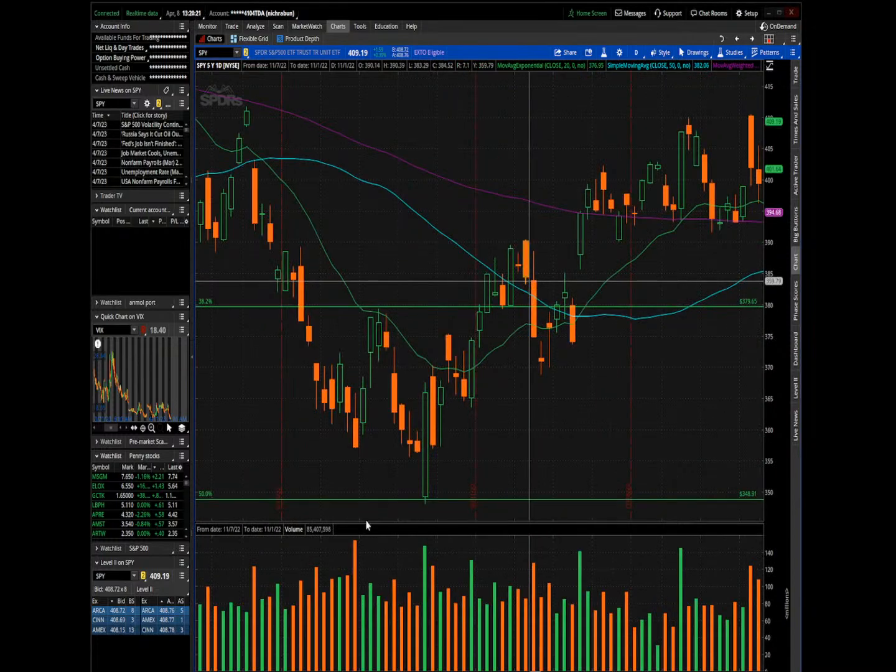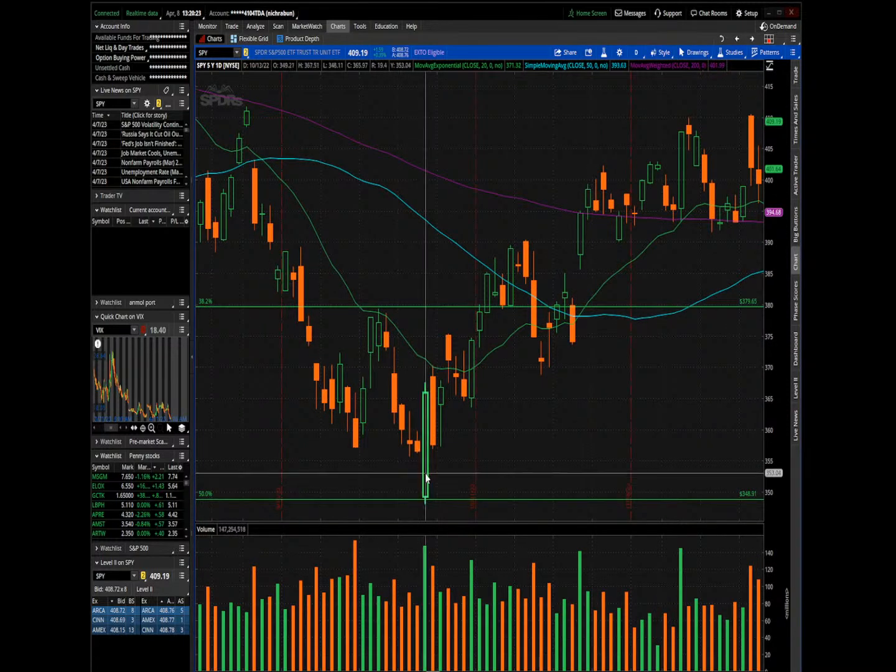She gapped down. There it is right here. She gapped down, hit the 350 mark, pulled down a little bit, opened up. Where's she open up at? 349.21, and made one hell of a rally, a $19.40 rally from 350.